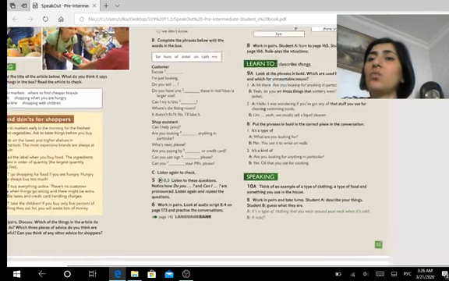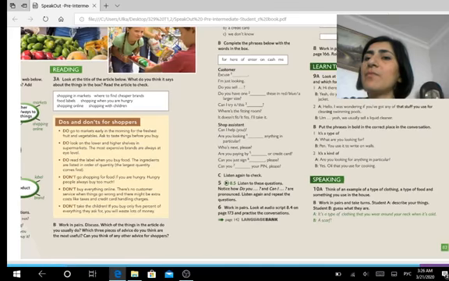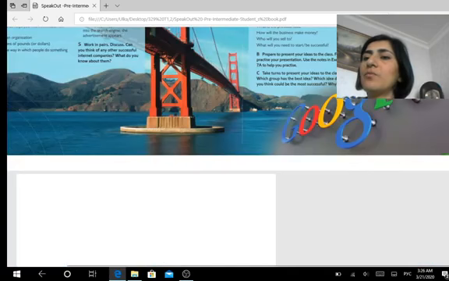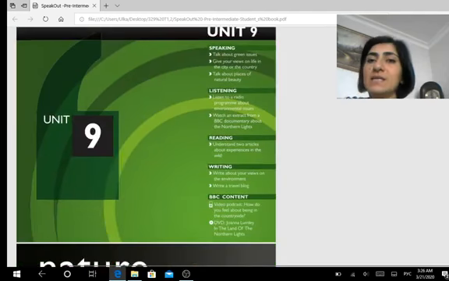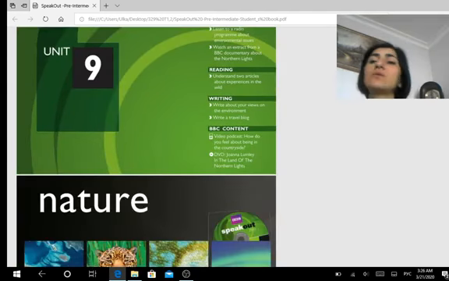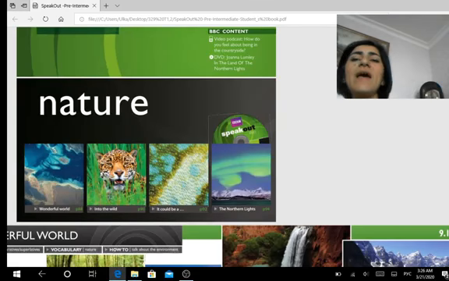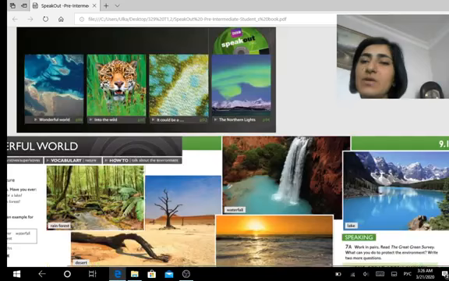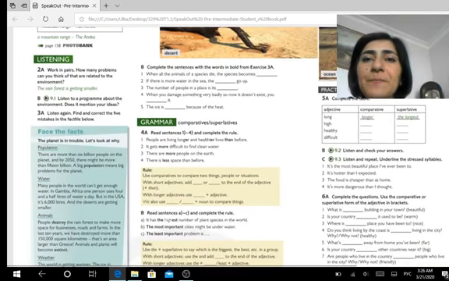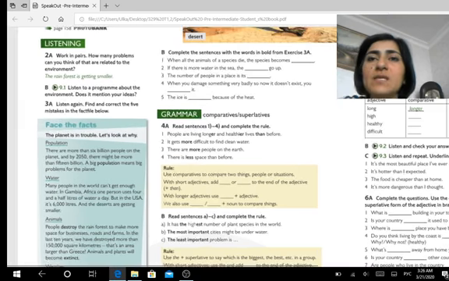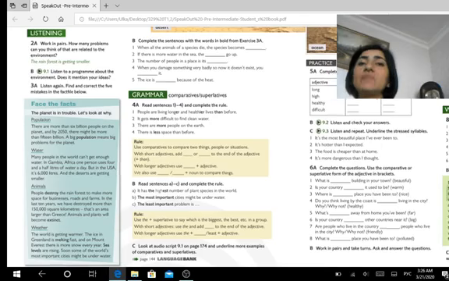We have unit 8 and we'll do some more work with unit 9 on page 88. This unit is called nature. It's all connected with nature, with animals, plants. It's a very interesting unit. I hope you will enjoy it. But I want to pay your attention especially to exercise 2, listening, as it's part of our subject.